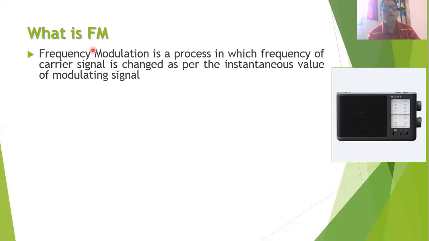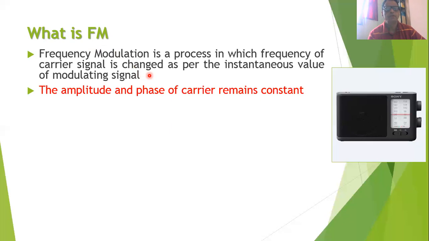So let us understand what we mean by FM. Frequency modulation is also a kind of modulation technique in which the frequency of the carrier signal is changed as per the instantaneous value of the modulating signal. So in frequency modulation, the frequency of the carrier is varied, while the amplitude and the phase of the carrier remain constant. In AM, as we have noticed earlier, the amplitude of the carrier is changed. But here the frequency will change and the amplitude will remain constant. Also, the phase of the carrier will remain constant.